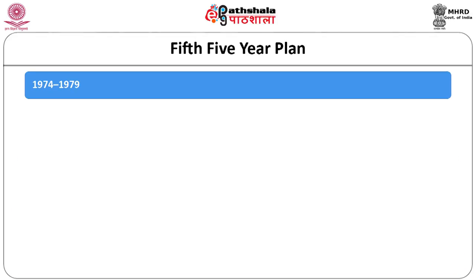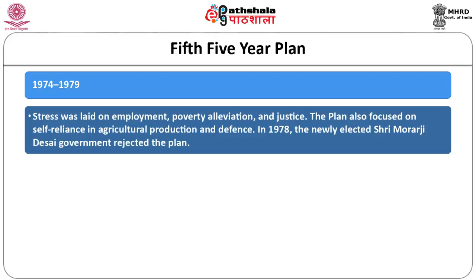Then the fifth five-year plan was again not a very successful story, although the growth rate was 5% against the target of 4.5%. In another way, we can say that we could attain more than we targeted. But in real sense, during this period, stress was laid on employment, poverty alleviation programs, and social justice. The plan focused on self-reliance in agricultural production, and the results of the Green Revolution were visible in our economy.